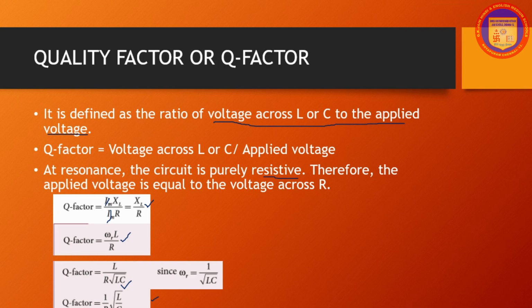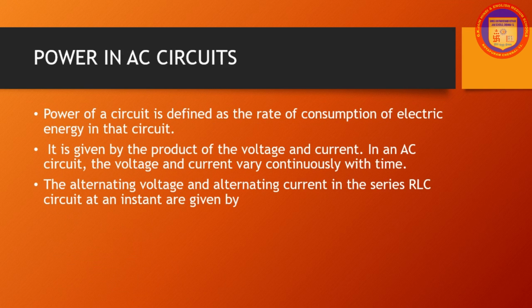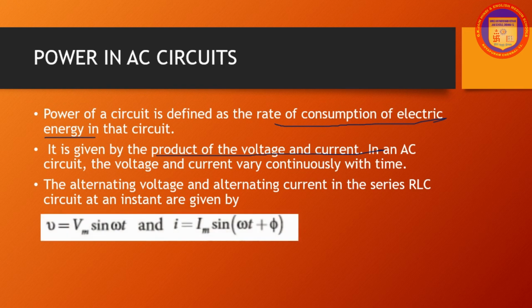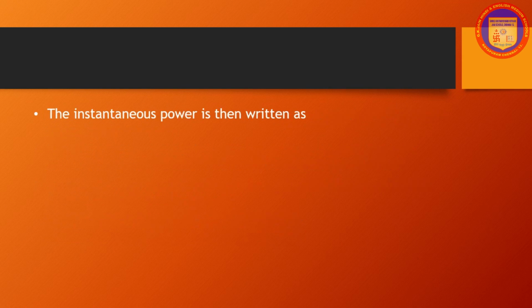Power in an AC circuit. Power of a circuit is defined as the rate of consumption of electrical energy in that circuit. It is given by the product of the voltage and current. In an AC circuit, the voltage and current vary continuously with time. So, the alternating voltage and alternating current in the series RLC circuit at an instant are given by V is equal to Vm sin omega t and I is equal to Im sin omega t plus phi, where phi is the phase angle between V and I. The instantaneous power is then written as P is equal to VI.